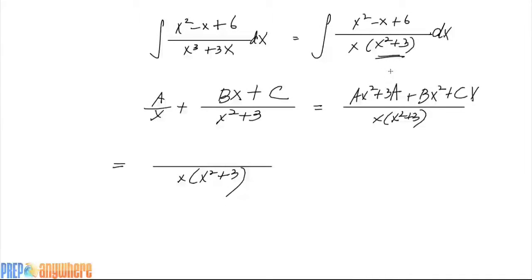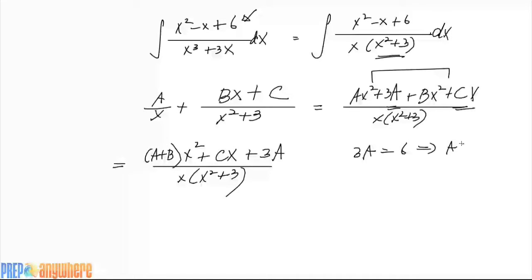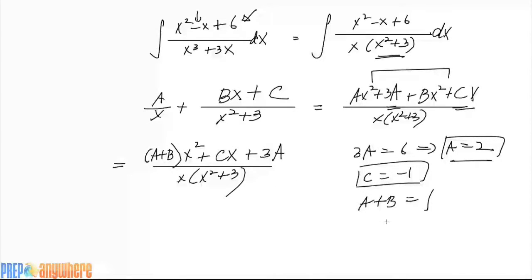Okay, so let's collect the x squares. So x squared, you get A plus B, and we get Cx and 3A. Okay, Cx and 3A. So the 3A must equal this number here. 3A must equal 6, so A is equal to 2. Okay, the C must equal -1. Okay, and finally, A plus B must equal 1. And since A is equal to 2, B must equal -1.